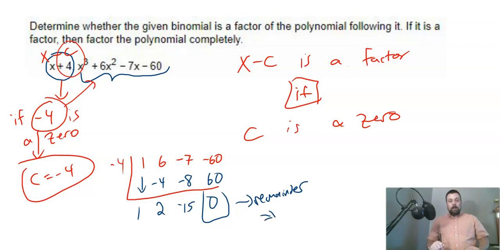which tells me that my arrows are horrible. I want to do a double arrow thing there, so let's try that one more time. This tells me that negative 4 is a 0 of the polynomial.